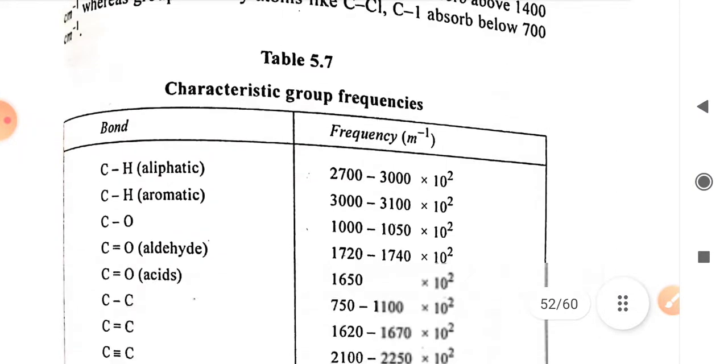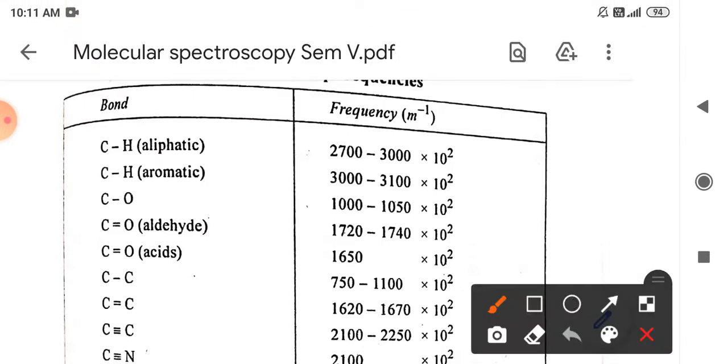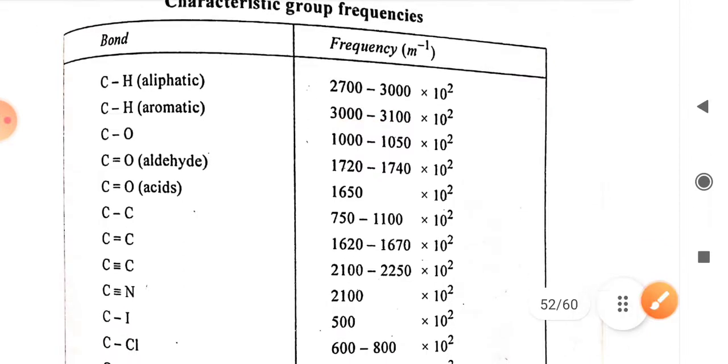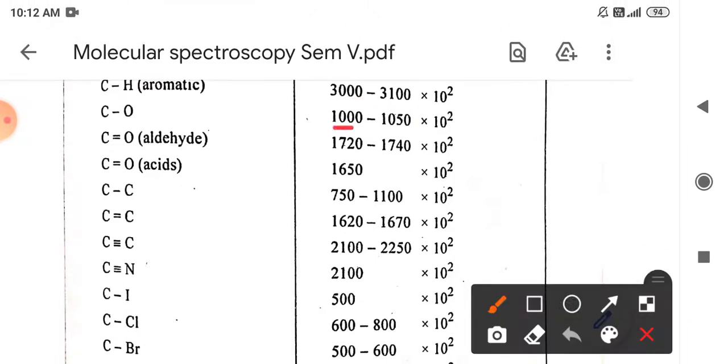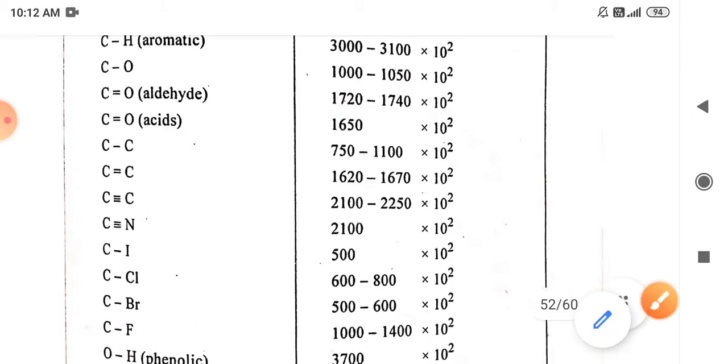So we have some specific values for the various functional groups. We know that aliphatic carbon hydrogen stretching is around 2700 to 3000, and 10 raised to minus 2 is what, per meter. You might be given the readings in per meter, whereas in centimeter inverse this 10 raised to 2 will not come, but if it is in per meter, then you should incorporate this 10 raised to 2 power. For aromatic it is around 3000 to 1300 centimeter inverse. For C-O it is 1000 to 1050 centimeter inverse. Likewise we have various stretching frequencies.